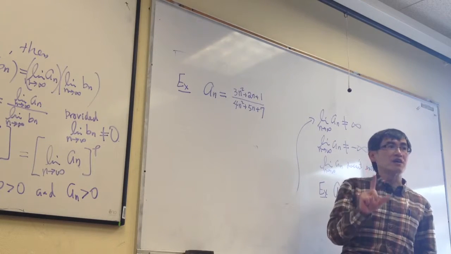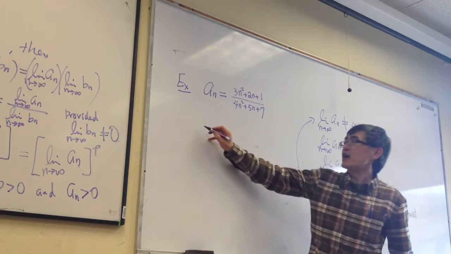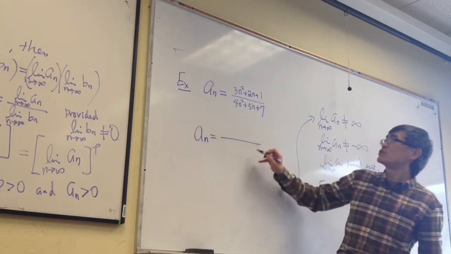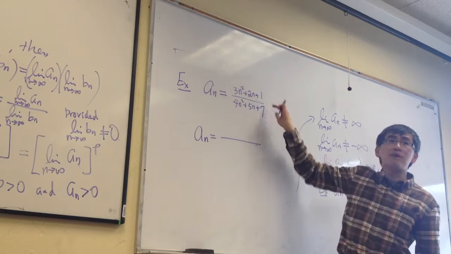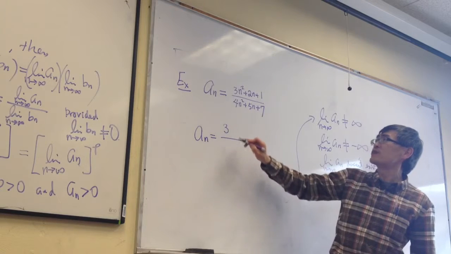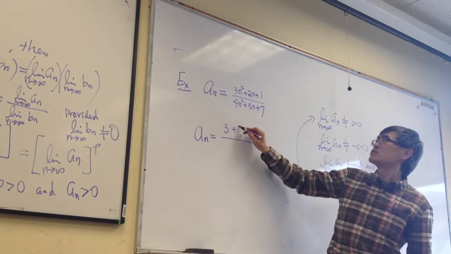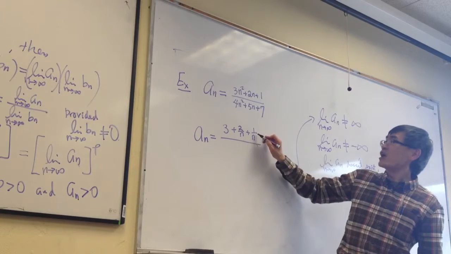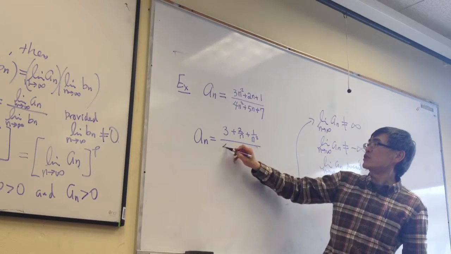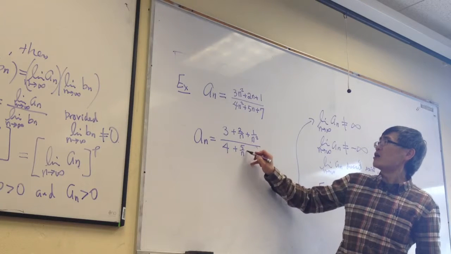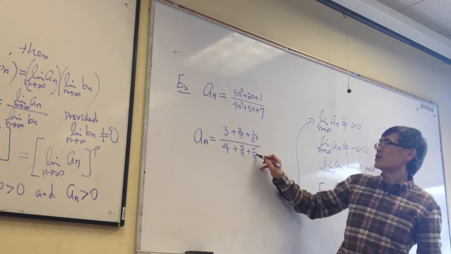How do you polish it up? If you want to polish it up, then an is equal to, if you divide top and bottom both by n squared, the first term becomes 3, the second term becomes 2 over n, the third term becomes 1 over n squared. Likewise, the denominator divided by n squared gives 4 plus 5 over n plus 7 over n squared.